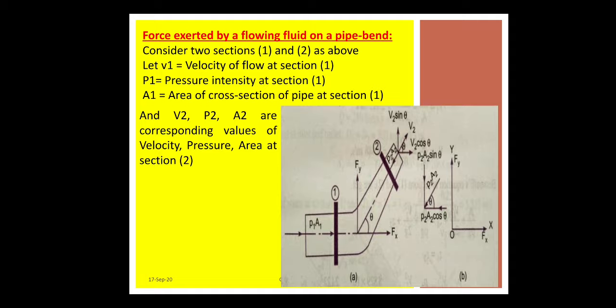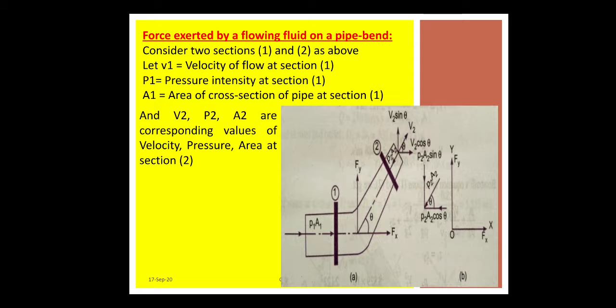Consider two sections from the figure, section 1 and section 2 as shown. Let v1 be the velocity of flow at section 1. Next, p1 is the pressure intensity at section 1.